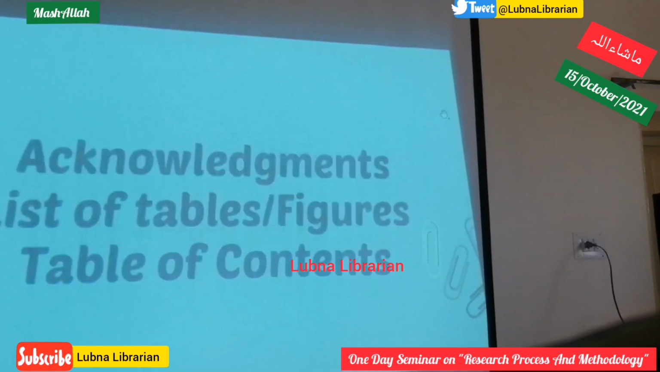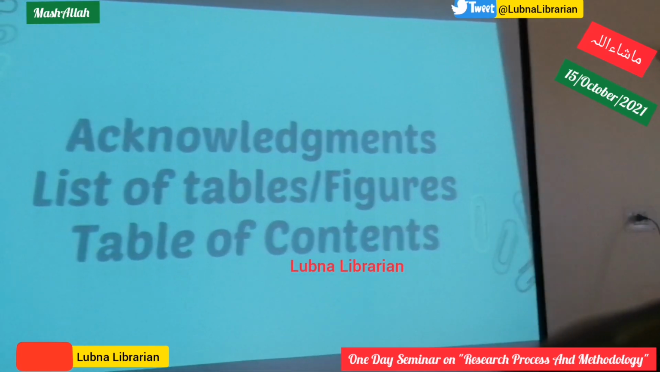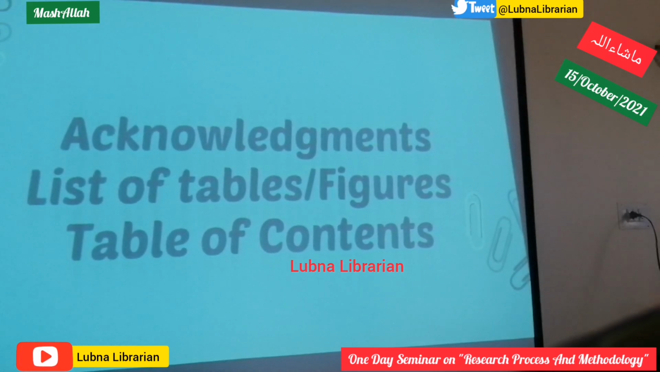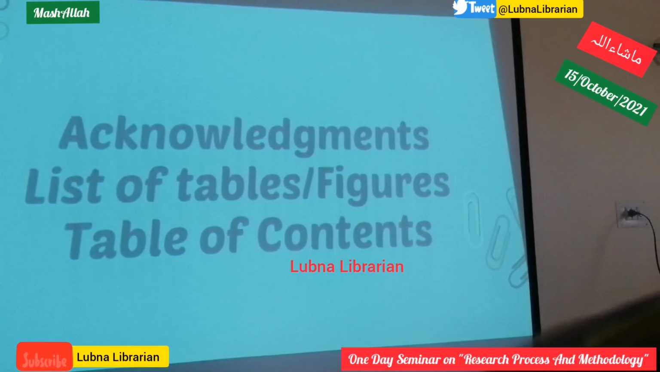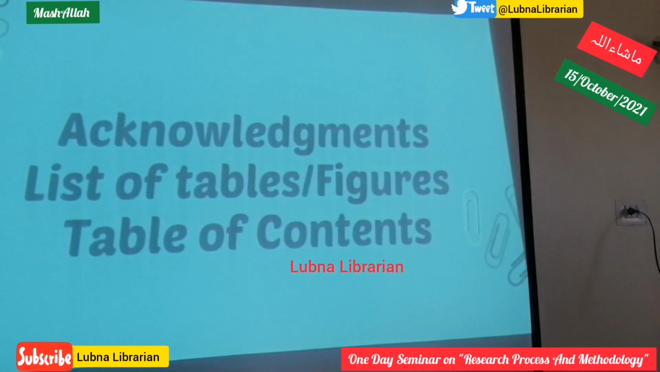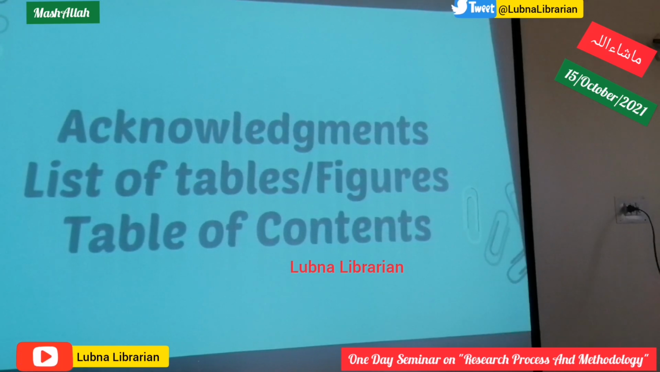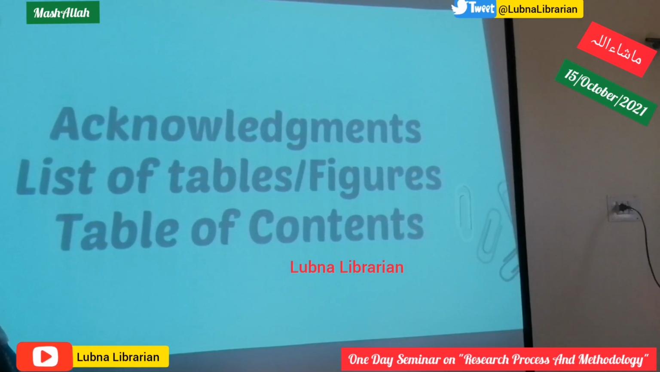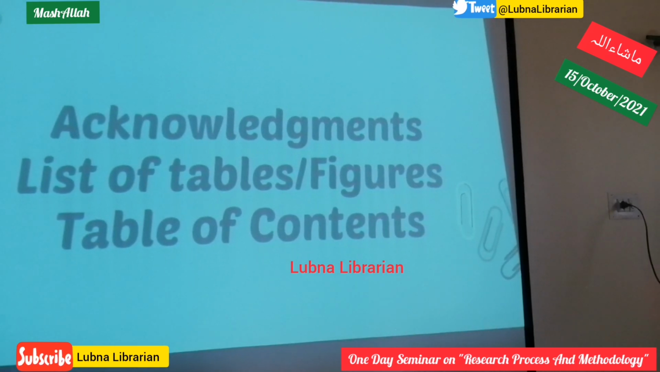Next important area is acknowledgements, right? This is the area where you usually give your thanks to those who assisted you during your research. They can be your teachers, your colleagues, your friends, your classmates, your supervisors or anyone else, right? Whosoever has helped you during this whole process. So this is the area where we usually acknowledge them.